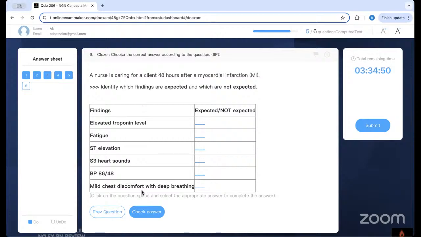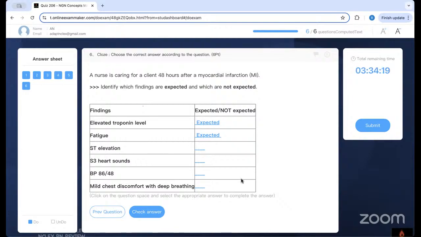The troponin will take time to come down. So this is not bad. The patient has just had a heart attack. They may be tired. How about ST elevation? Who can give it a shot? You can type your answer. You have ST elevation 48 hours after myocardial infarction. Do you expect this or not expect it?